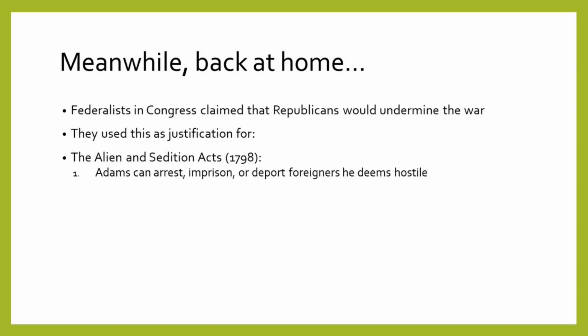First, the president could arrest, imprison, or deport any foreigners that he thought were hostile. Secondly, immigrants previously had to live in the US for 5 years before they could qualify for citizenship. These laws upped that requirement to 14 years.